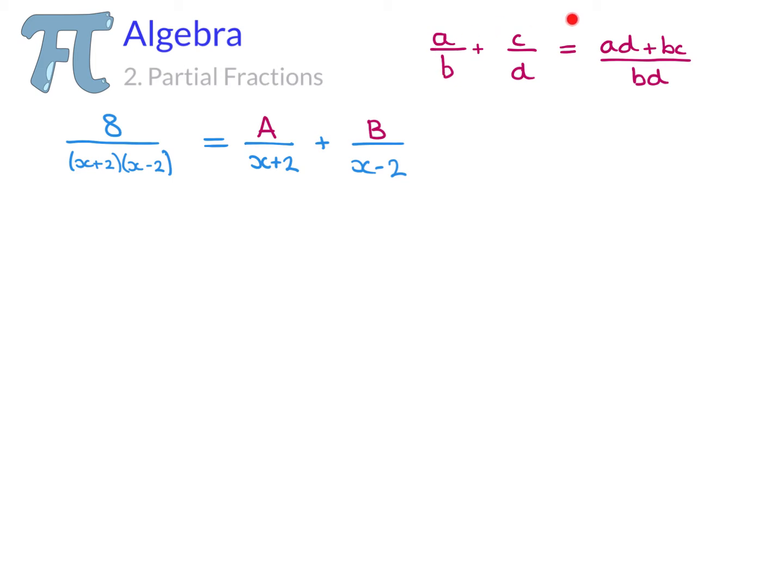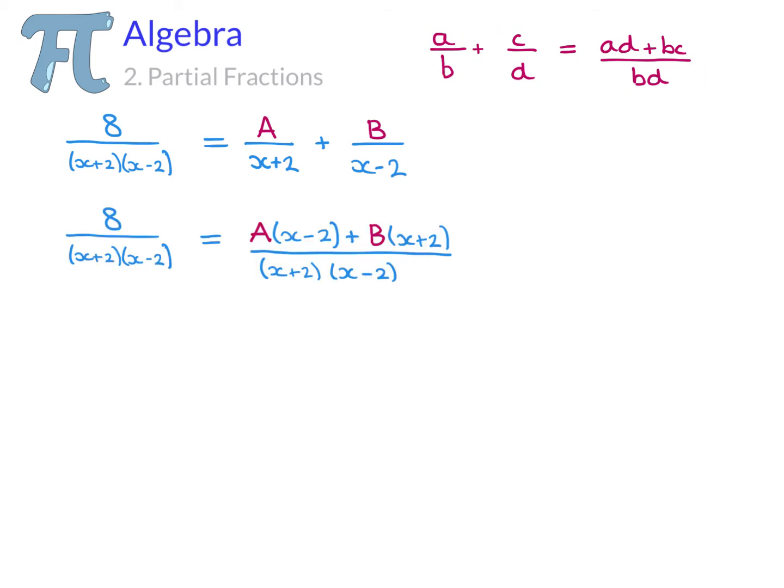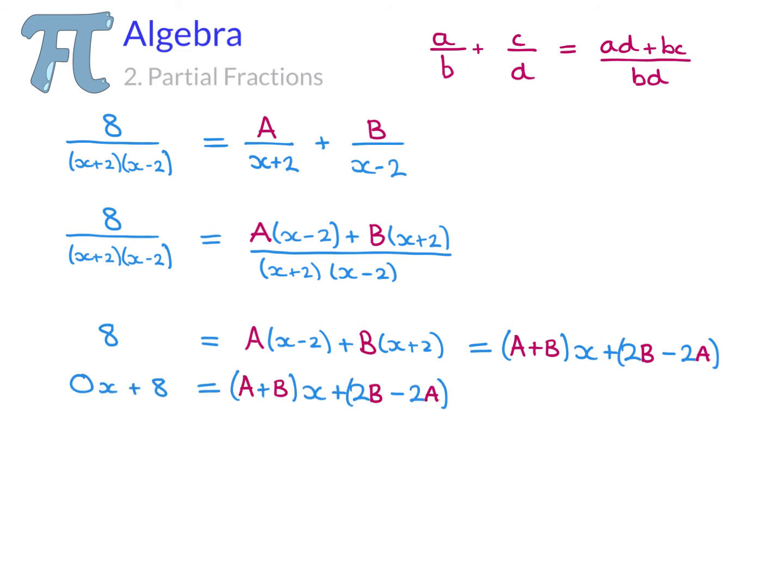We know from fraction addition that this can be written as a times (x minus 2) plus b times (x plus 2), all over (x plus 2)(x minus 2). We have the same denominator, and so equate the numerators on each side of the equals. To deduce a and b, we can compare coefficients.